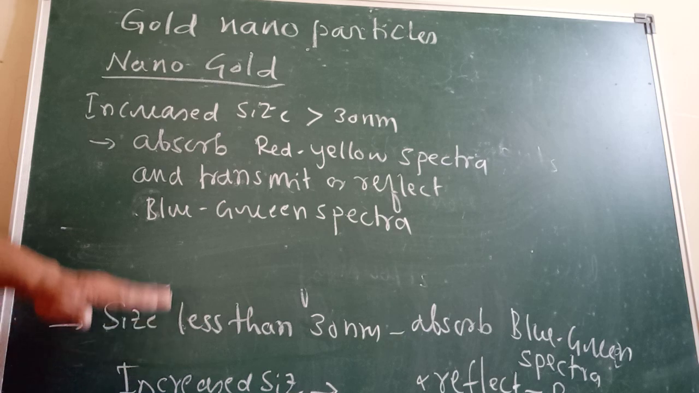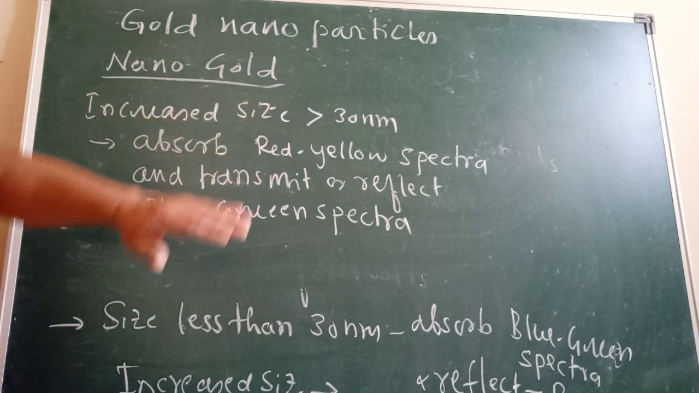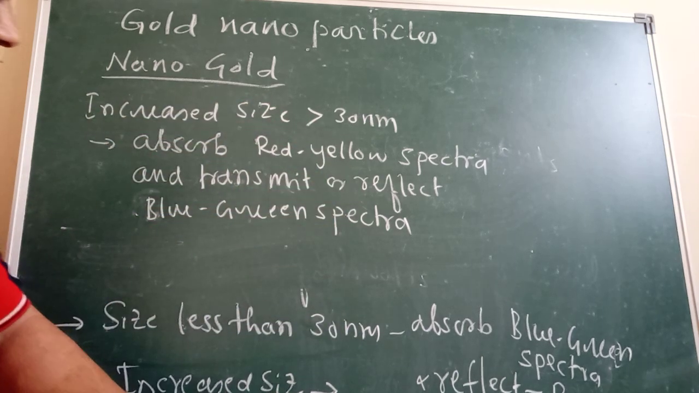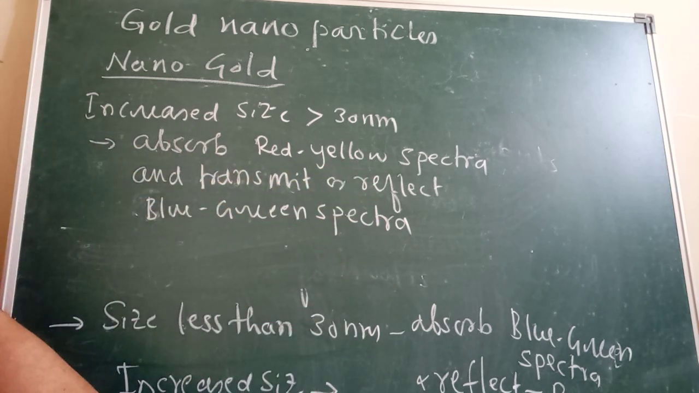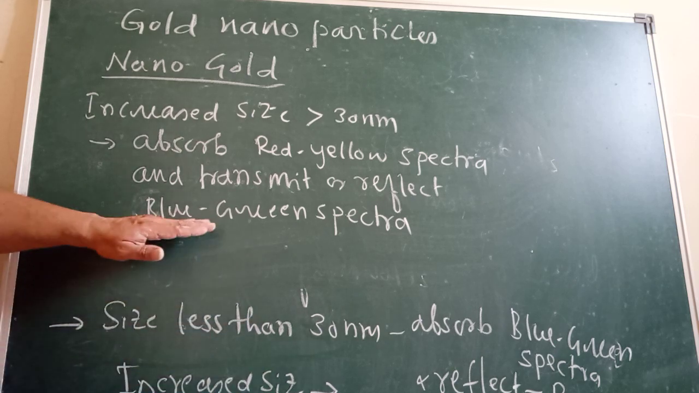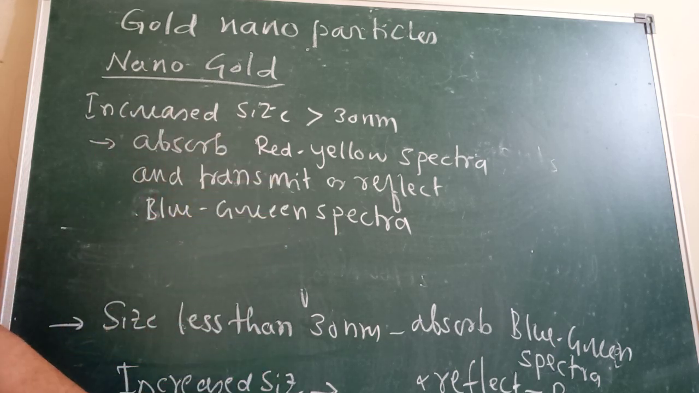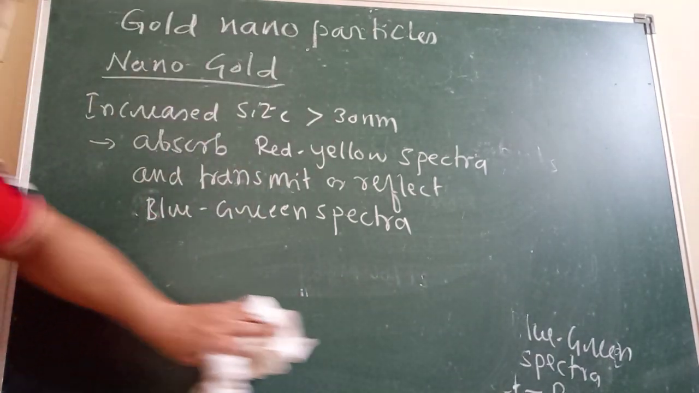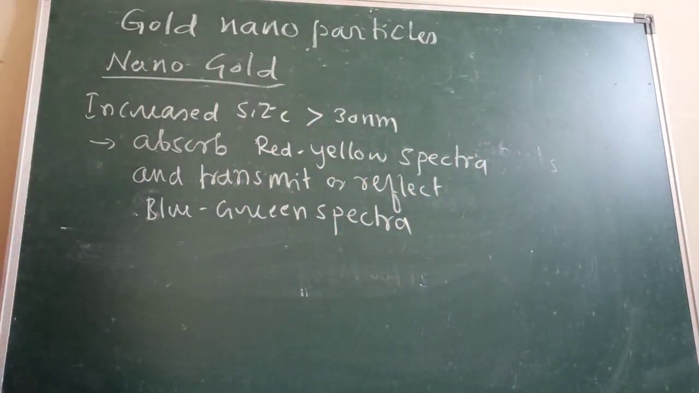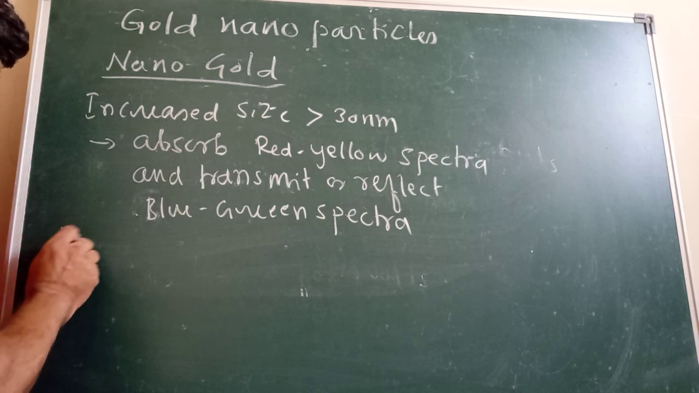Then if we go to increased size, greater than 30 nanometer, and keep on increasing, in such cases what happens? They absorb red and yellow spectra, and they transmit or reflect blue and green spectra. So for that purpose, slowly it turns into the blue green spectra.